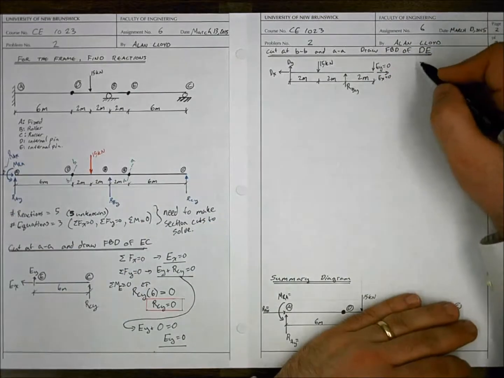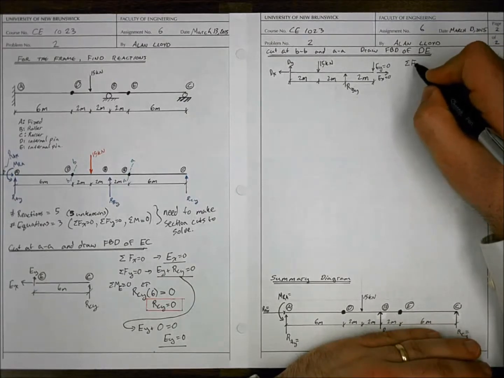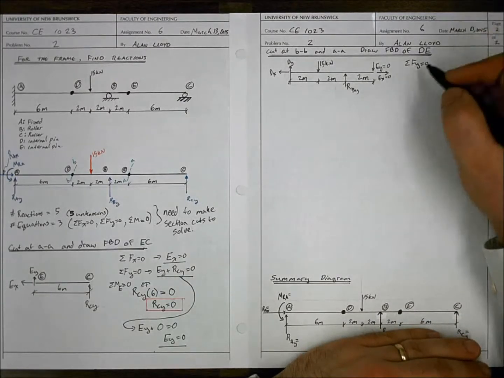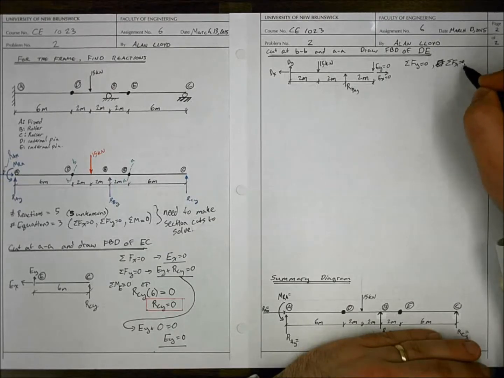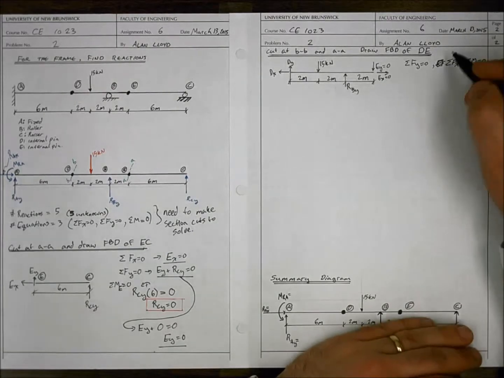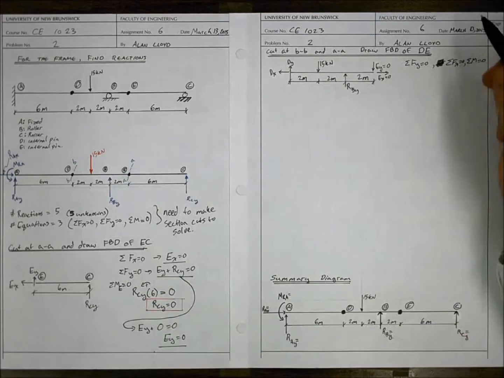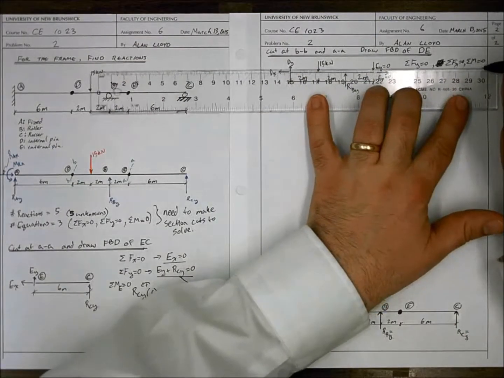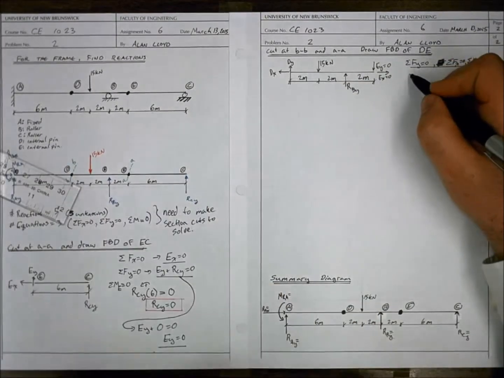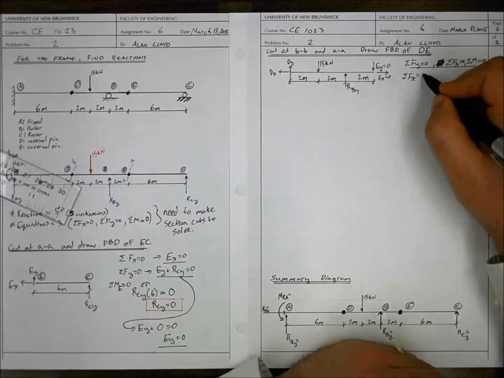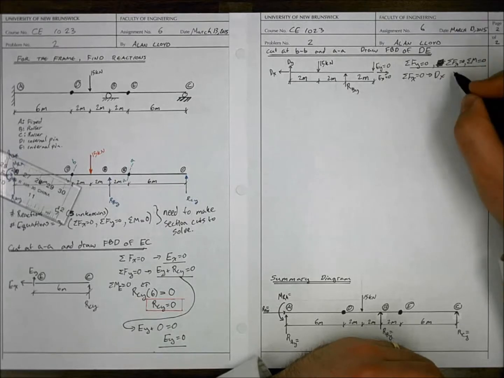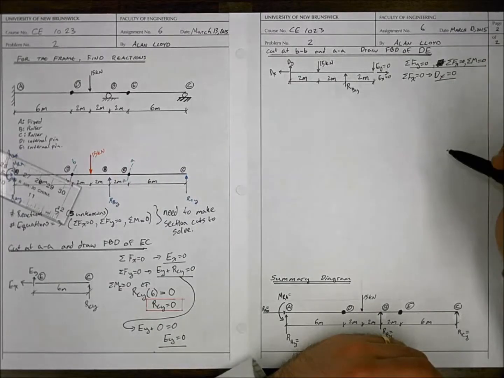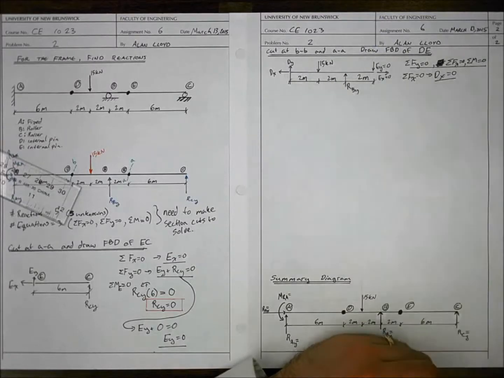At this point, we can apply our equilibrium conditions: sum of forces in Y is equal to 0, sum of forces in X is equal to 0, and sum of moments is equal to 0. So we'll apply those three conditions. We'll start with the sum of forces in X, and we see that DX plus 0 is equal to 0, so DX is equal to 0.